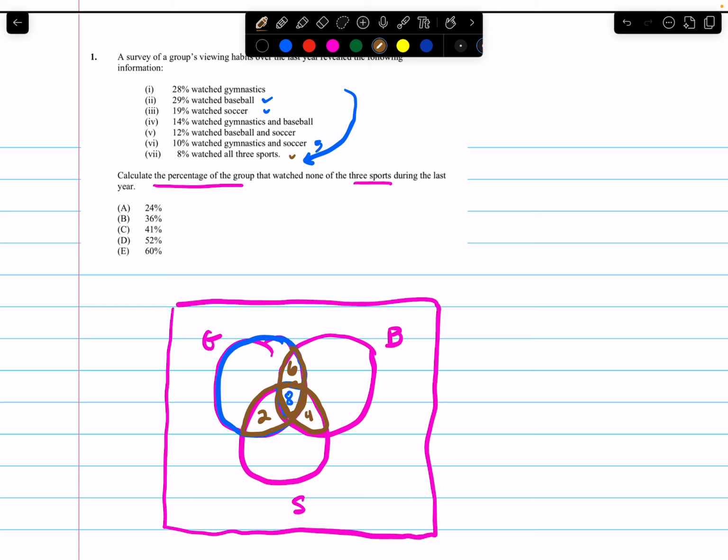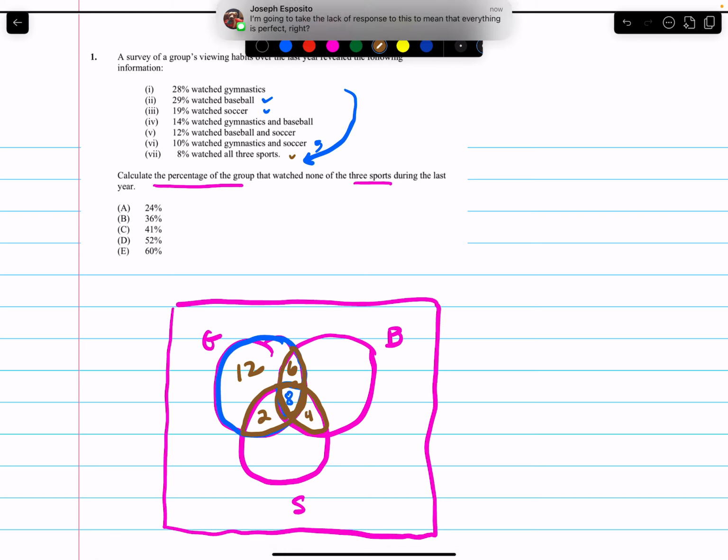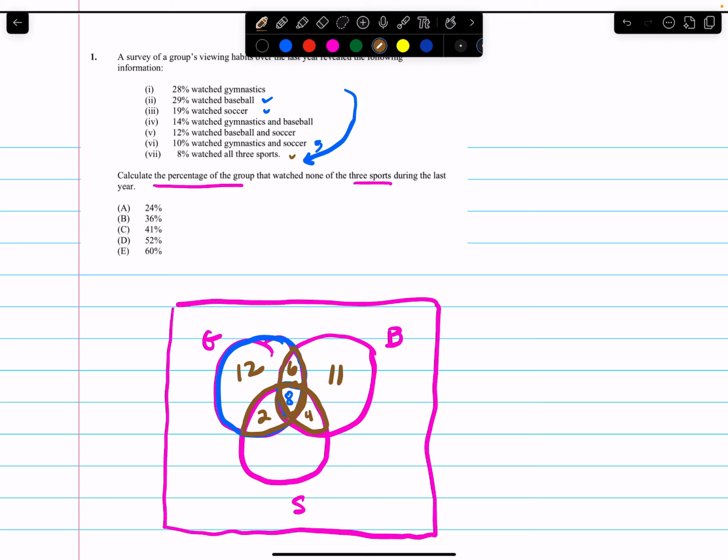Now we go back even further. We know that this blue circle of gymnastics needs to be 28, and what we already have is 16. So that means 12 is over here. 29 watch baseball, and let's see what we already have. We have 18, so that means 11 is over here. And how many like soccer? 19 like soccer, and we have 14 here, so that means 5 is right there.